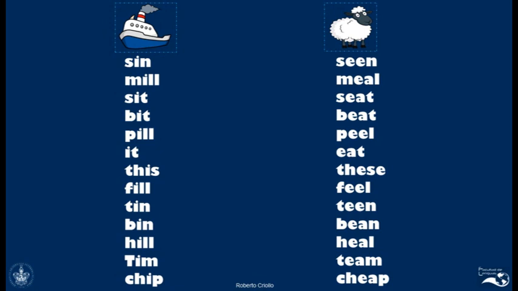So the students will know that the words on the left are pronounced as sin and mill and sit and bit and pill and it and this and fill and tin and bin and hill and Tim and chip, whereas the words on the right will be pronounced as seen and meal and seat and beat and peel and eat and these and feel and teen and bean and heel and team and cheap. So again, the minimal pairs are very useful to show the discrimination between two different sounds.